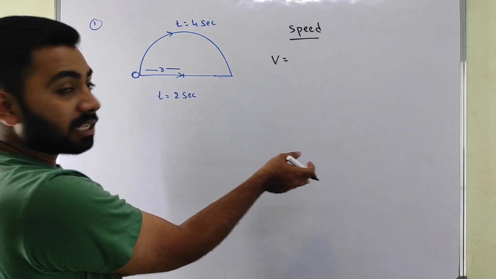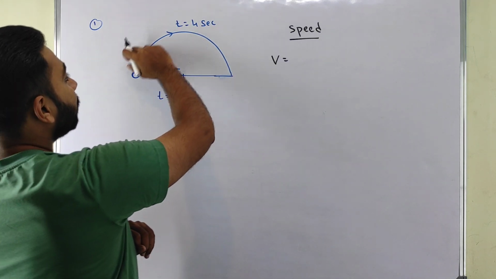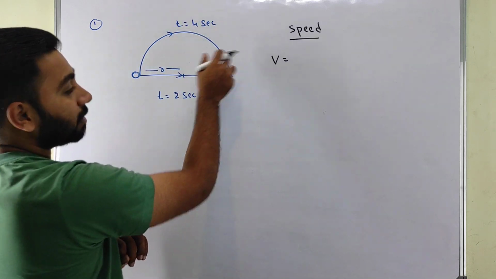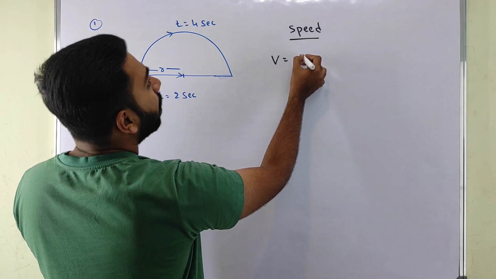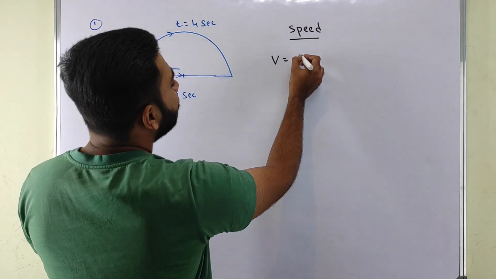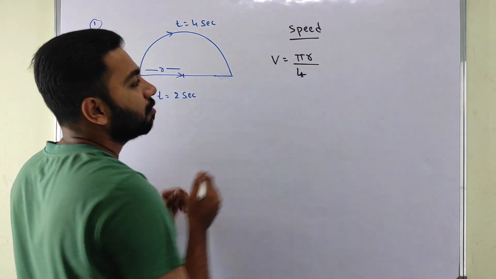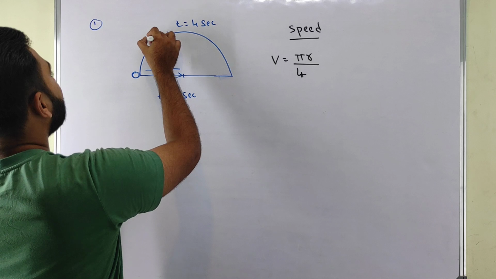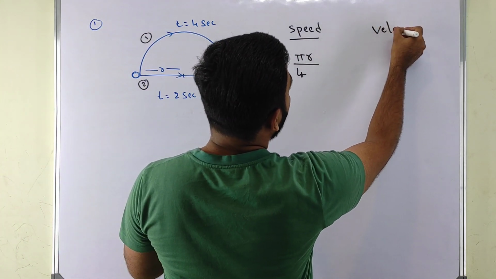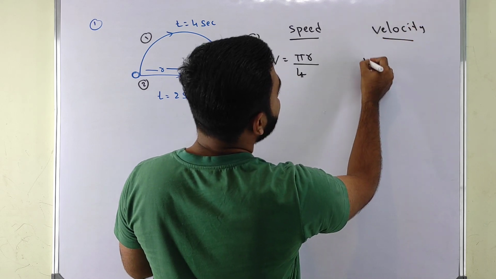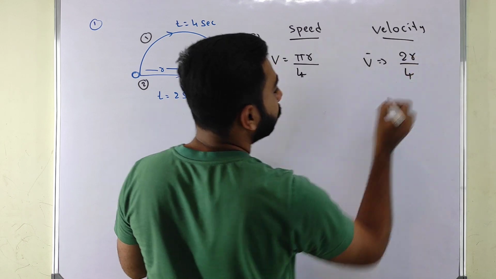So here overall distance is how much? This is the overall distance. When the particle went like this, it covers overall distance this much, which is distance pi r. S is equal to r theta. Then it is pi r divided by 4 seconds. So, let's say this is particle 1, this is particle 2. For particle 1, velocity will be 2r divided by 4.